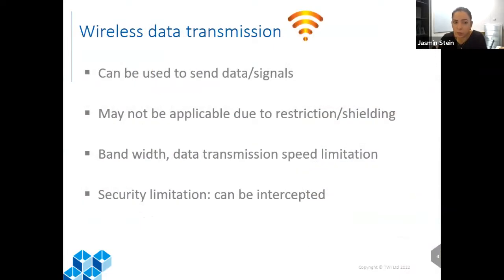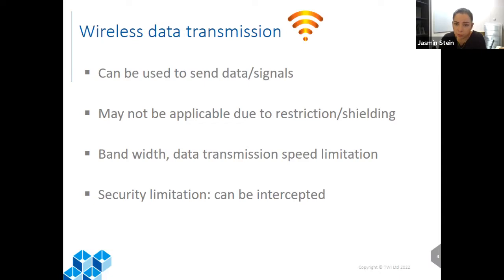You could think about wireless data transmission, but you need to think about what sort of signal data you want to send, and whether there are any restrictions or shielding depending on the structures you have, and what sort of reliability you want and need, specifically if you think about things like control data or actuation, and also what sort of speed limits you need depending on what sort of data you send.